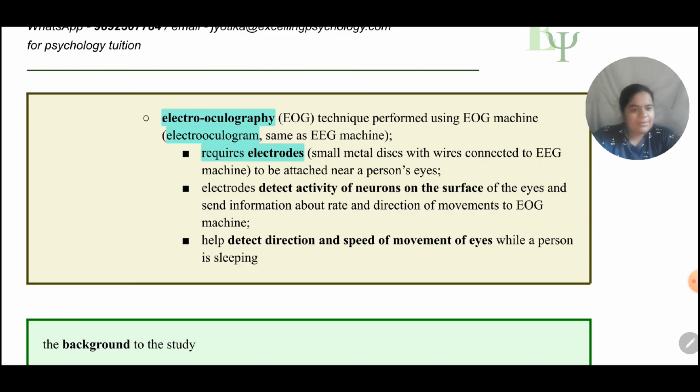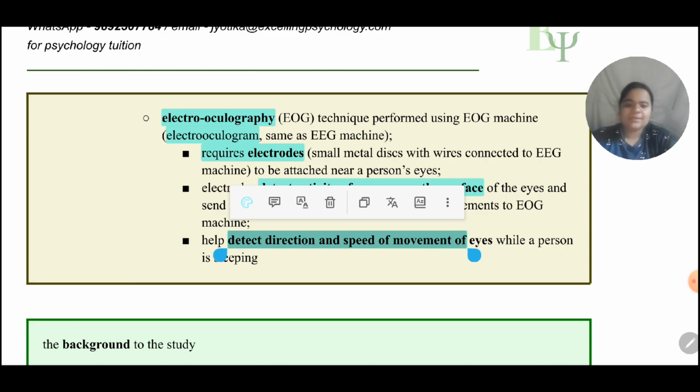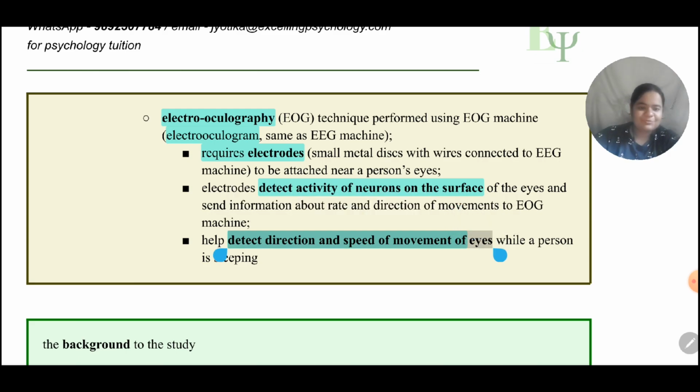Now EOG requires, in the same way that EEG requires that scalp electrodes be attached to the person's scalp, that electrodes be placed near his eyes, and in the same mechanism there will be metal discs picking up electric information of the neurons near the eyes, and they will send it by means of wire to the EOG machine. And so we come to know the direction and speed of movement of eyes. This completes the psychology being investigated.